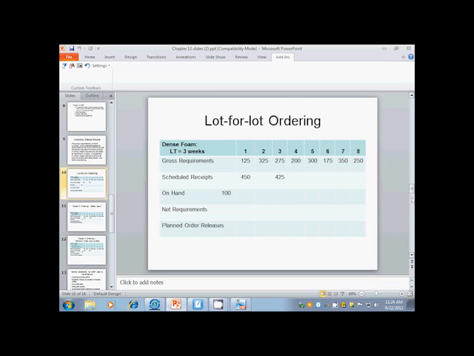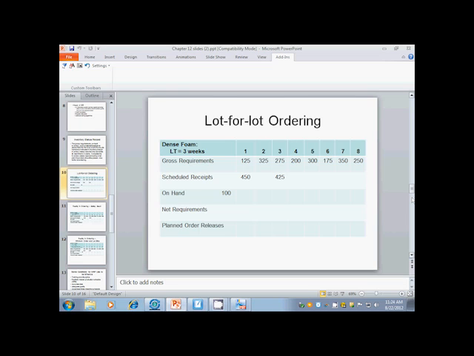Now, dense foam, you're probably going to be able to keep a little bit longer. It's not going to go bad on you. You need to take a look at how much storage space you have, etc. So right now we're saying we don't have the storage space. We only order what we need when we need it, and we're able to physically do that. So in lot-for-lot ordering, we're ordering what we need.